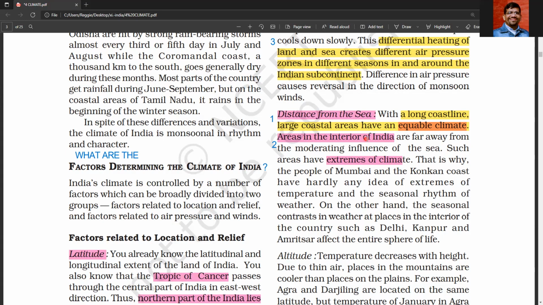Okay, an example of equable climate would be Mumbai and Konkan, because there are hardly any extremes. But when you look at Delhi, in summers it is extremely hot, and in winters it is extremely cold, just as you are experiencing today. Amritsar and Kanpur also experience the same. Why? Because they are away from the sea.